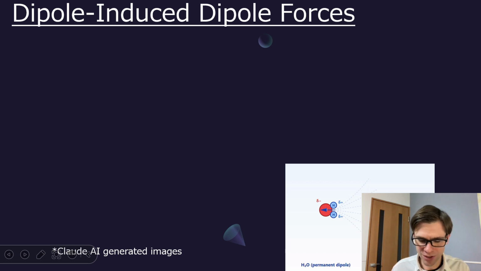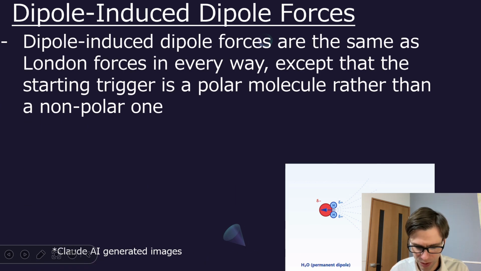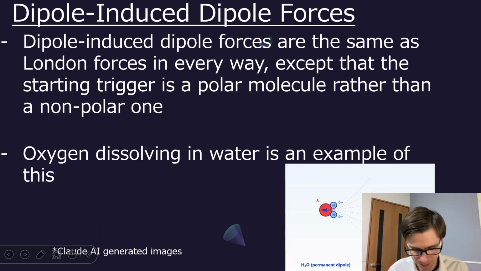So let's move on to dipole-induced dipole forces. This is very similar to what we just looked at. They're the same as London forces in every way, except that the starting trigger is a polar molecule rather than a nonpolar one. So previously I showed hydrogen, H2, a nonpolar molecule, suddenly randomly gaining an instantaneous dipole due to quantum fluctuations. But with dipole-induced dipole, we don't need that. We have a permanent polar dipole on a molecule, for example, water, which I'll show you in my animation here. And it can influence nonpolar molecules around it to get the induced dipole part of this name.